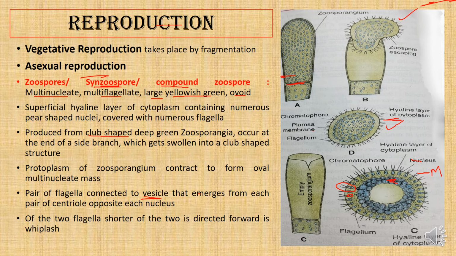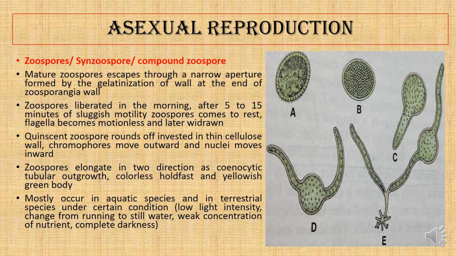Another very important thing is why the zoospore is called a synzoospore, or what is a synzoospore? Short questions can come like this. This is a very important topic: how the Vaucheria zoospore is different from the rest. Once the zoospore is matured, the upper region of the club-shaped sporangium, above the septation, has its wall gelatinized.